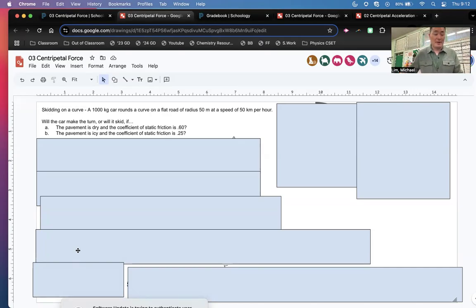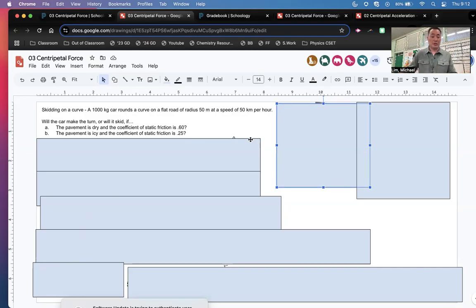The problem says a 1,000-kilogram car rounds a curve on a flat road of a radius of 50 meters at a speed of 50 kilometers per hour. I need to apologize that I used 50 twice, so you might get a little misled that the 50 meters is going to be used somewhere, 50 kilometers somewhere else, but I'll try to be as clear as possible. And your practice problems will not have the same number twice.